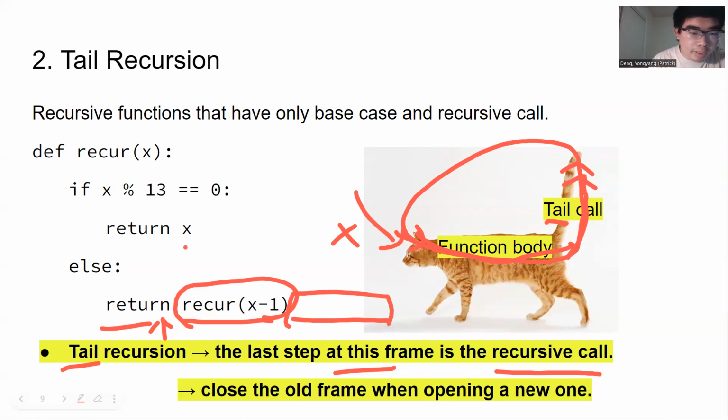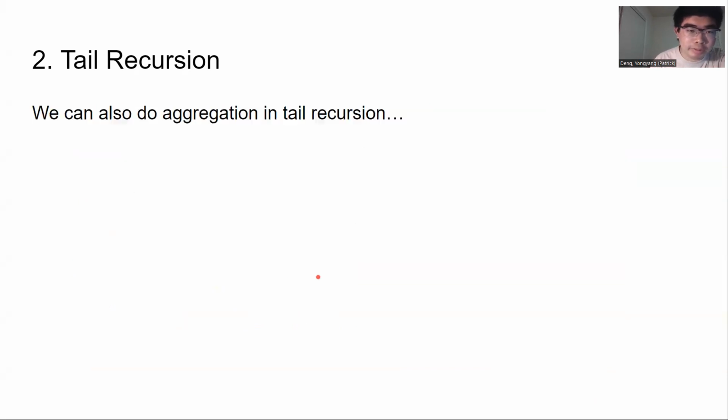Okay. So usually tail recursion doesn't do the aggregation by itself, but I can actually do aggregation in tail recursion.